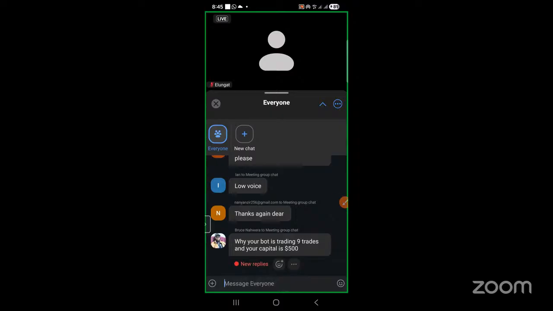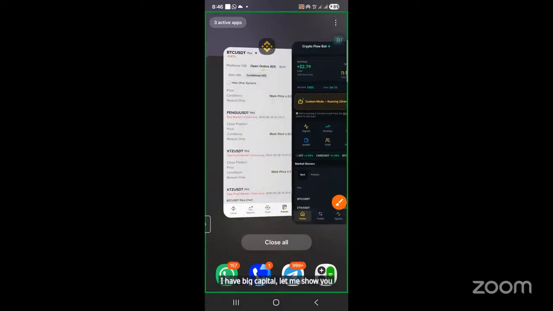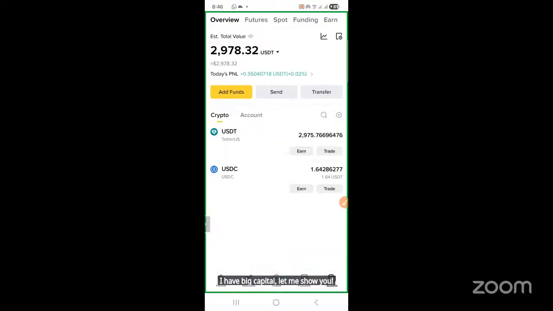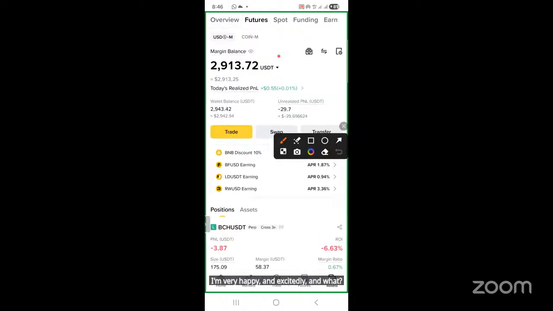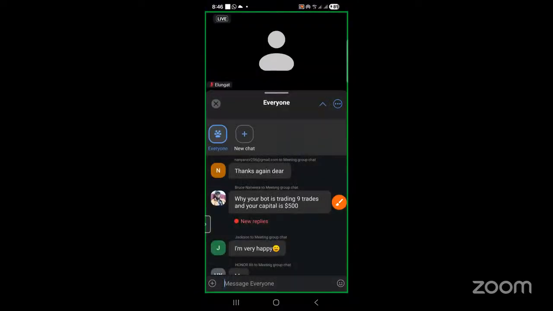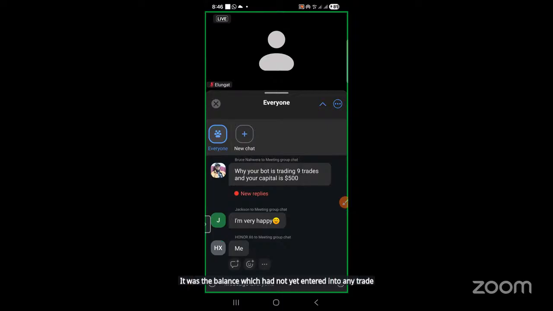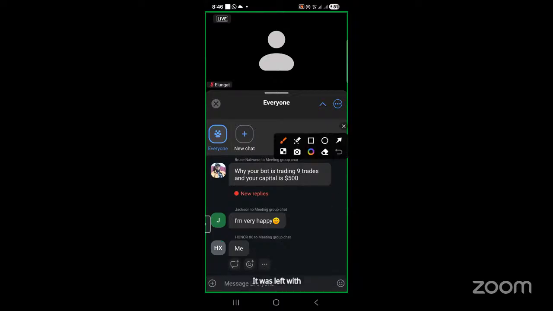Why is robot trading? My friend, I have big capital. Let me show you. I'm very happy and excited. I have very big capital, guys. I can trade many coins at a go. Just the 500 was the balance which had not yet entered into any trade. That was the balance left after it had entered 9. It was left with 500 to look for one more trade and enter.